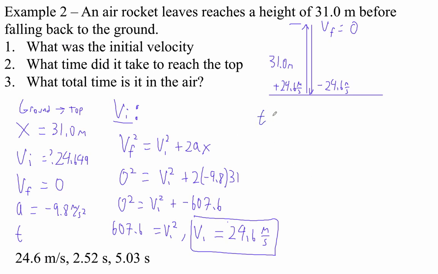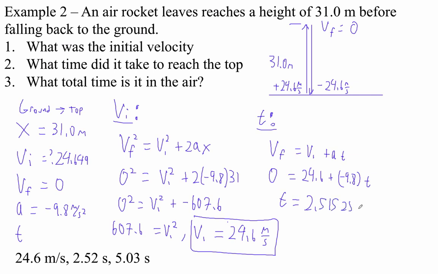So for time, I'm going to choose to use this guy. Vf is vi plus at, because all the other ones have harder math. This is the easiest math. So final velocity is 0. That's 24.6 plus negative 9.8 times t. Okay, let's see. Basically, I'm going to take the number on my calculator and just divide by 9.8. That's what it ends up being. So t is equal to 2.51525 seconds.